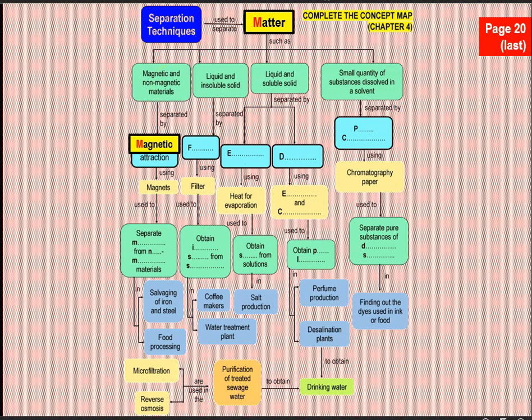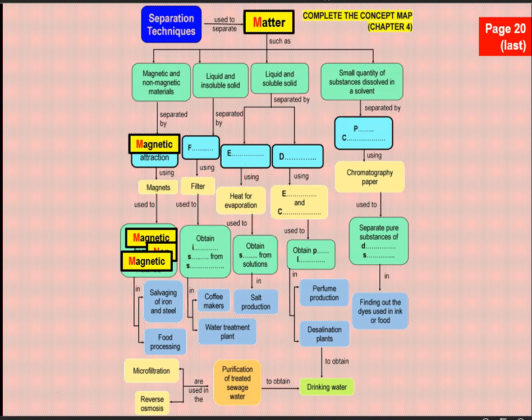And in magnetic attraction, we will use magnets. And can you tell me what we are separating? Okay? We are separating the magnetic materials from non-magnetic materials. You're absolutely right. Okay, so I'll show you again. We are separating magnetic materials from non-magnetic materials. Okay, and what are the industrial applications?